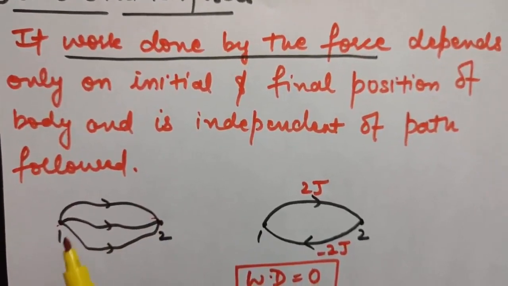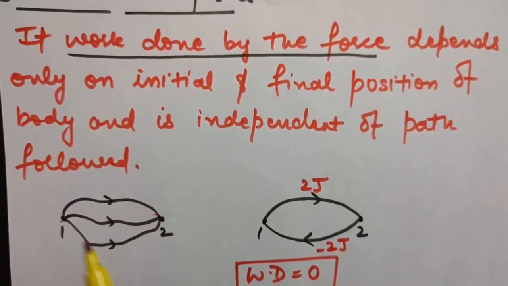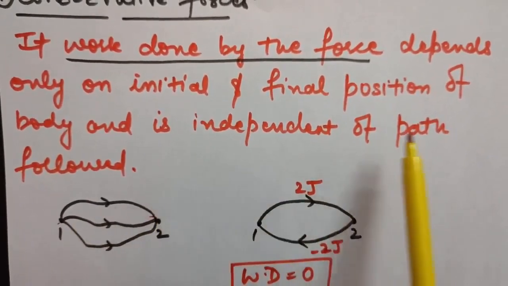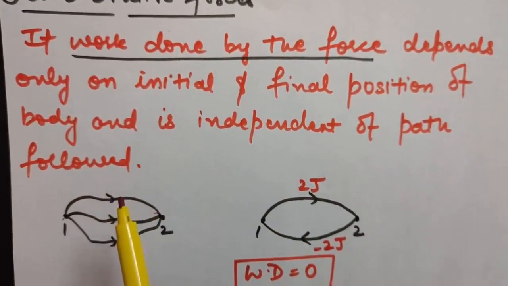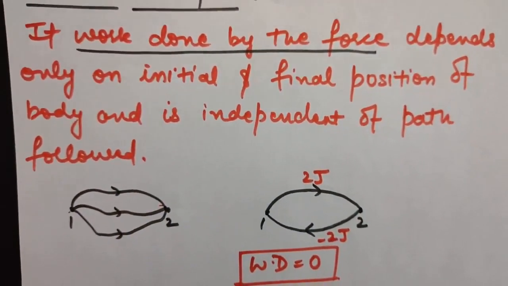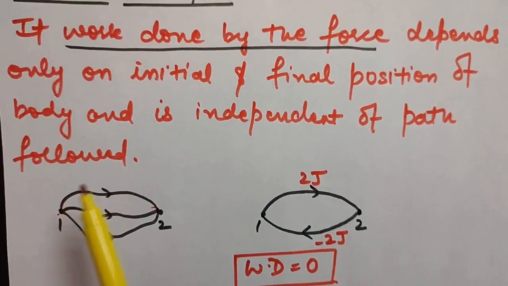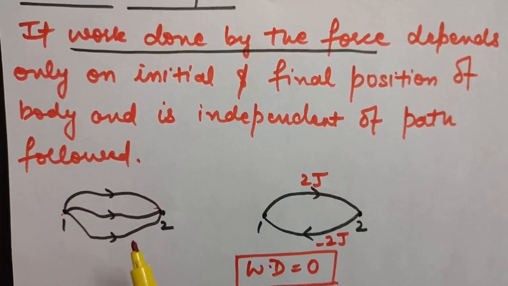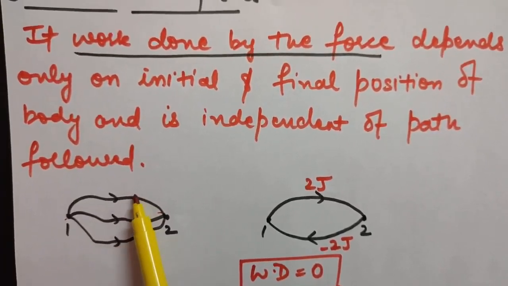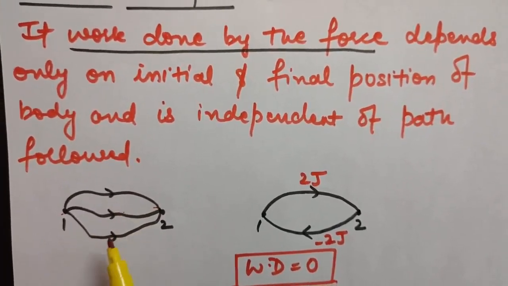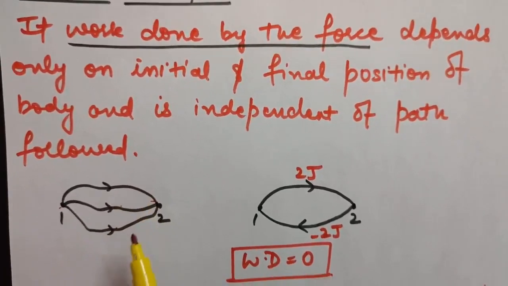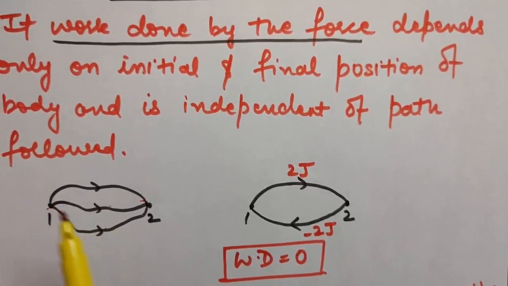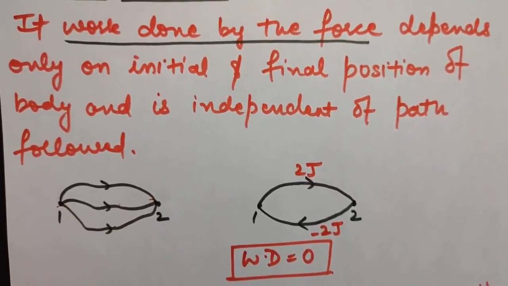Now clearly look here, it is depending only on these 2 points, and these 2 points are the same here. Although the path is different, the work done is not depending on the path. So we can say work done by a conservative force between any 2 points is independent of path. That means either you go by this path or this path or this path, work done by the conservative force will come to be the same. Its value will be the same because initial and final points are the same.